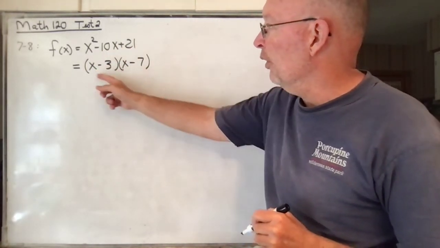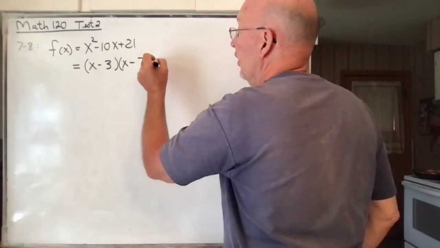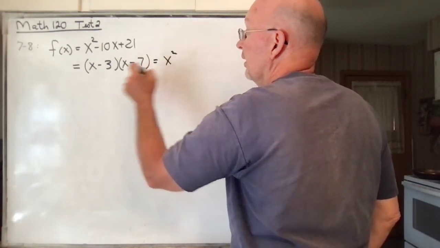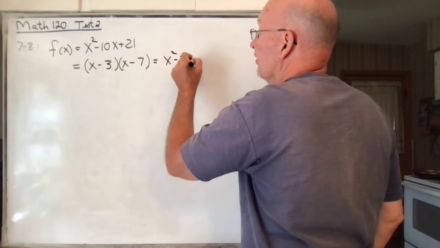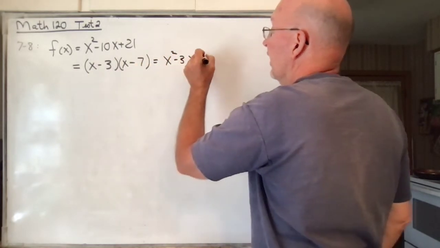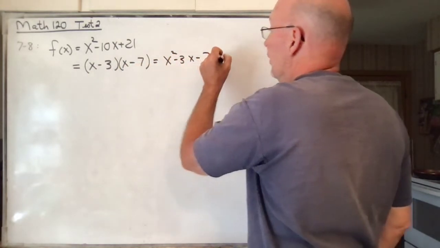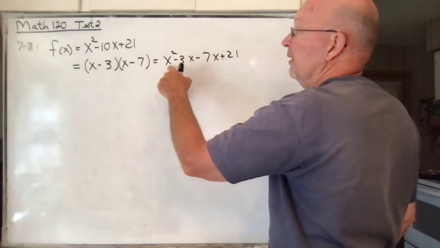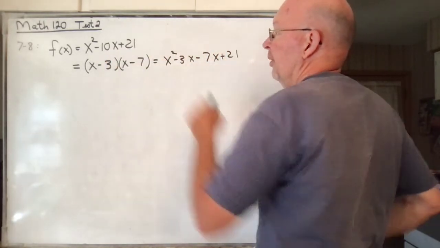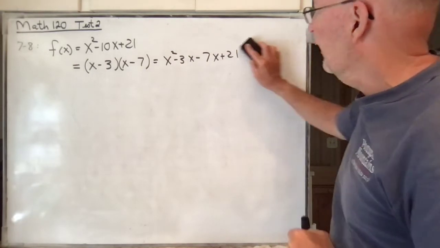So now if you FOIL this out, watch what happens when you FOIL it. You're going to get x squared minus 3x minus 7x and then plus 21. See that? So it's going to be x squared minus 10x plus 21. So that's the way it factors.